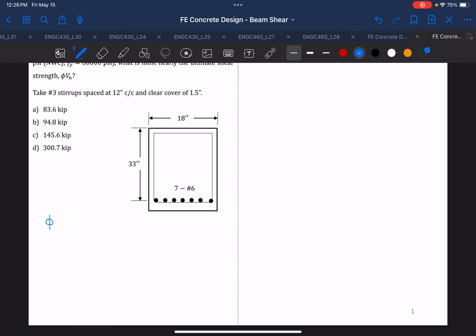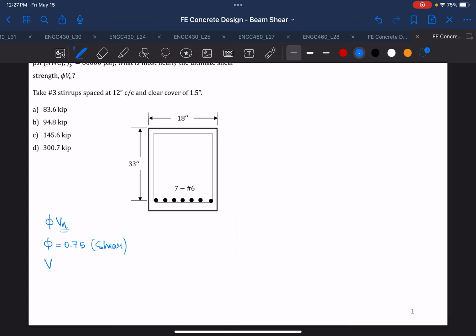One is design capacity for shear or design shear capacity, which means how much the concrete and steel can resist the shear. So this is your phi VN, which is your shear capacity, and VN is nominal shear capacity, which means the maximum shear that your beam can provide. And phi, in this case, will be 0.75, which is given in your FE manual for your shear design.